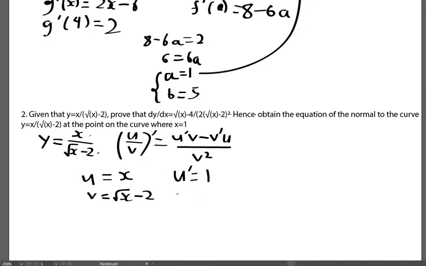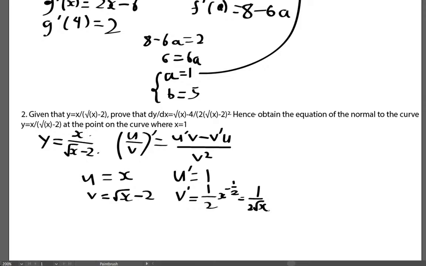And then let's figure out what v prime is. V prime here is a bit tricky, but you could just solve it. This guy here is x to the power of half, and that means the half would go to the front, giving x to the power of -1 over 2. You know that x to the power of -half is actually 1 over the square root of x, so the derivative is 1 over 2 square root of x.